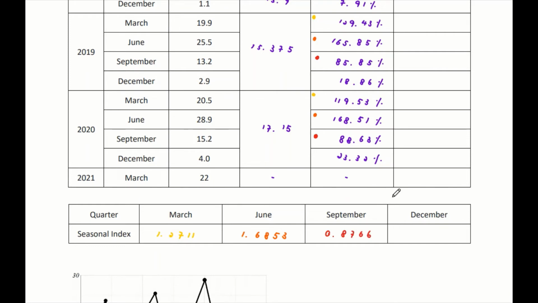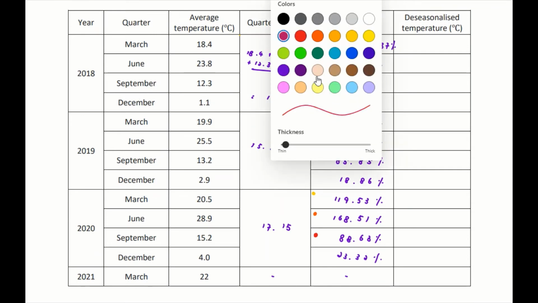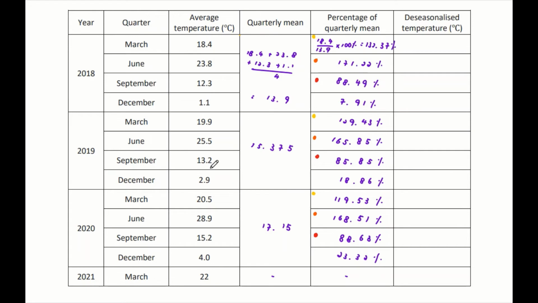0.8766. All right, and last but not least, for the quarter of December, you can see that the number here is even much lesser. So it's like 1.1, 2.9, 4.0. When you change it to percentage, you can see 7.9, 18.8, 23.3. So normally it's much lower than the quarterly mean that you have. So this value, this value, this value.